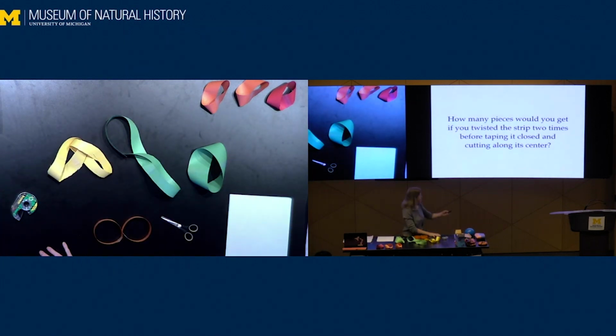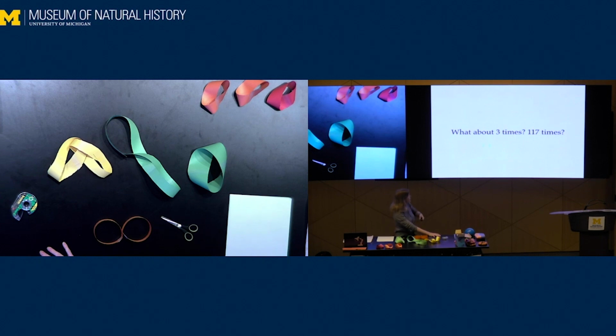I propose the question for everybody here, how does this generalize? What do we think is going to happen if I did 3 twists before I taped it? Or 10 twists? Or 837 twists? What's the principle at play here that tells me how many pieces I'm going to get if I twist my strip that many times before I tape it together and cut along the midline? Is anybody willing to venture a guess?